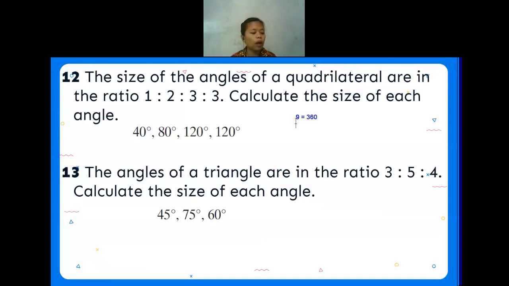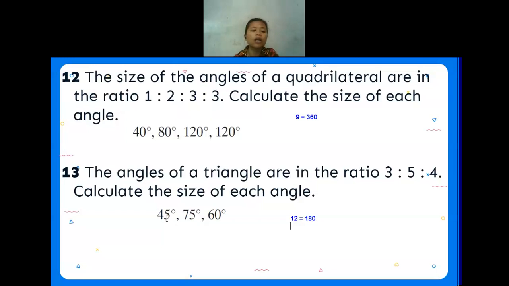For question 13, the angles of a triangle are in the ratio 3, 5, 4. The total of the angles in a triangle will be equal to 180. So we add 3 plus 5 plus 4, and in total it will be equal to 12. So 12 is equal to 180. You can find the 1 first, and then from the 1 you can find the 3, the 5, and the 4. So the final answer will be 45 degrees, 75 degrees, and 60 degrees.